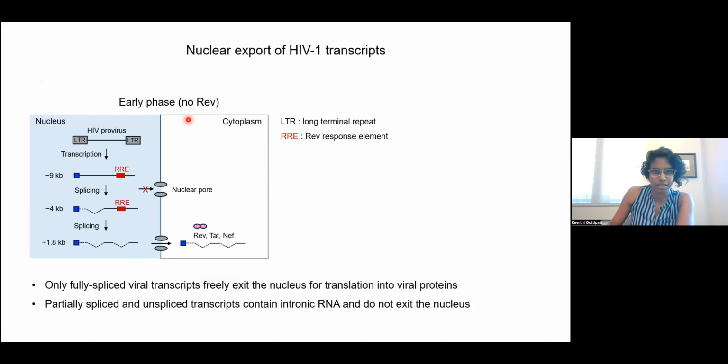When these RNAs are transcribed, the fully spliced viral RNA exits the nucleus. Because it does not contain any intronic sequences, it's freely able to exit the nuclear pore, and you have the translation of the regulatory proteins, Rev, Tat, and Nef. The other 2 transcripts, which are 4 and 9 kb long, still contain the intronic sequences, and these are sequestered inside the nucleus.